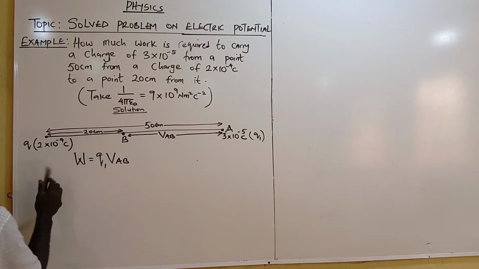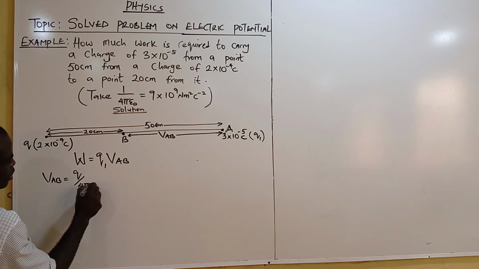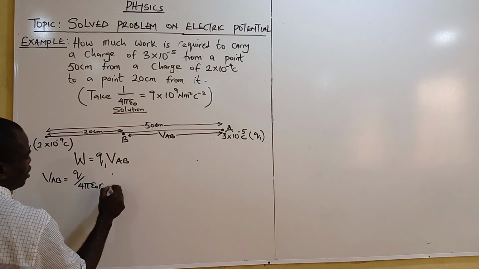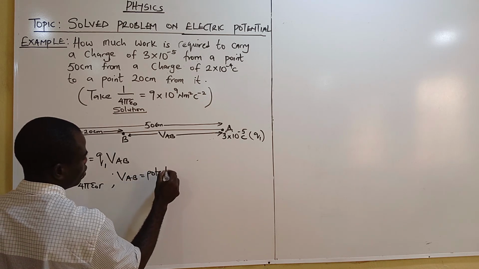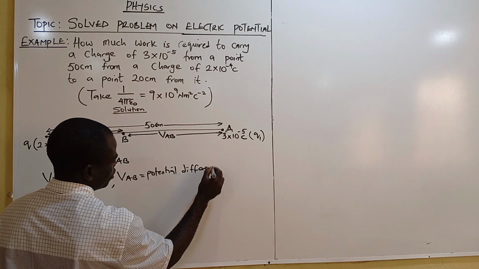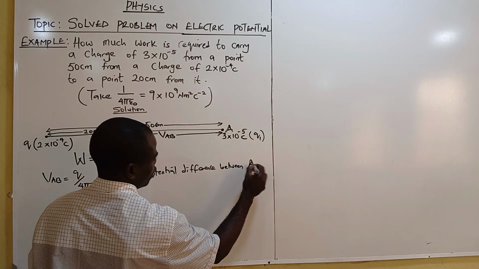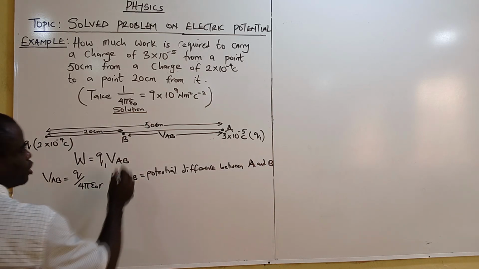Okay, now your VAB equals Q over 4 pi E naught R. This is the formula for potential difference or electric potential. Now VAB, what does it mean? That's the potential difference between A and B, between point A and B.